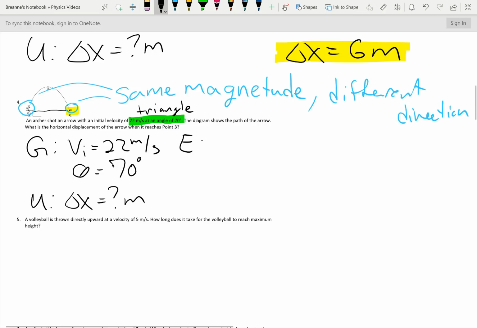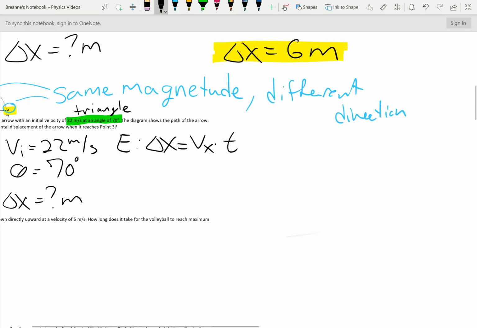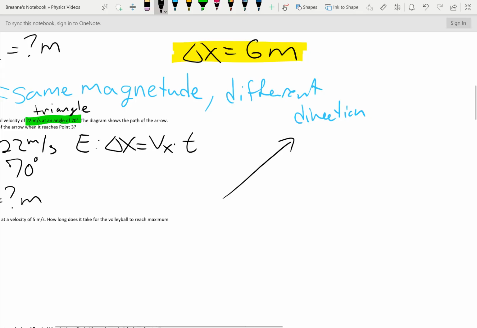So the equation we're going to end up using, because we're looking for horizontal displacement, is our velocity in x times time. We don't have either one of those, so we need to figure out how to find that. To find our velocity in the x, if we have a velocity at an angle, we are just going to draw a triangle. This is your initial velocity here. This is our velocity in the x. This is your initial velocity in the y, and that is your degree.